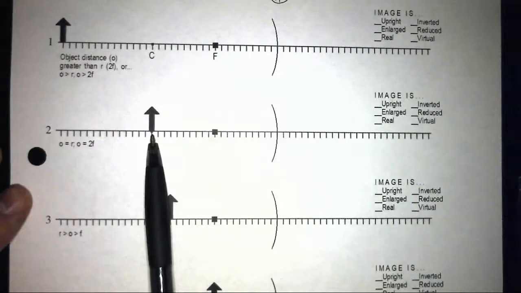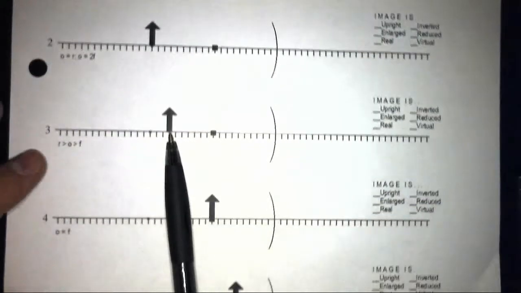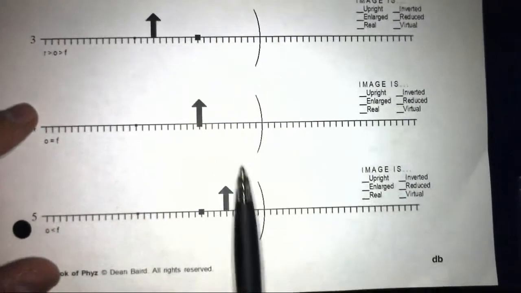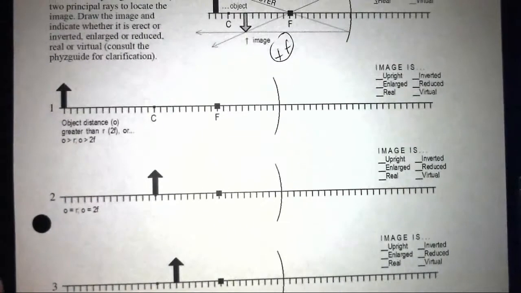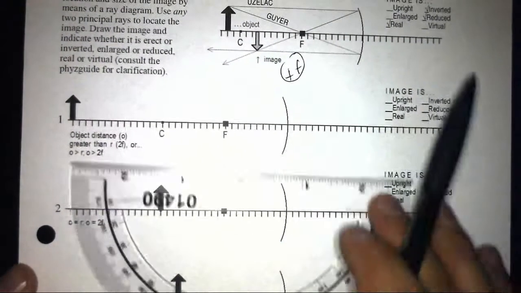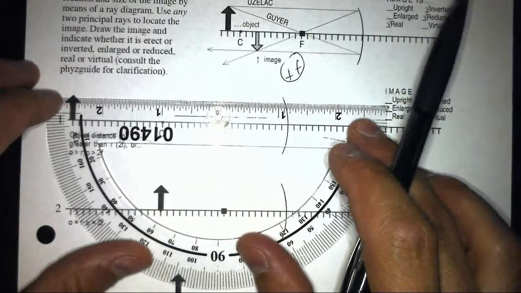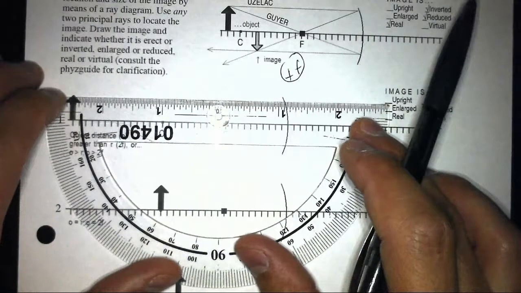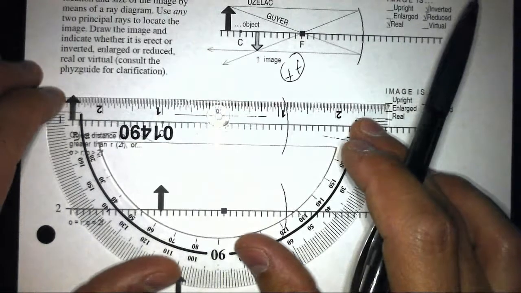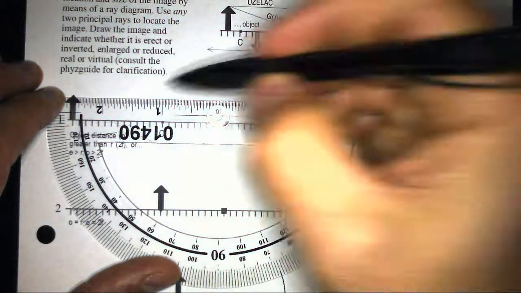Now the object is at the center of curvature, between the center and the focus, at the focus, and inside the focus. We'll find that the image is different depending on where the object is. So let's start with the first one, and let's remember all we're going to need to do for most of them is ray number 1 and ray number 2. So ray number 1 starts at the tip, remember, and goes parallel and then through the focus.